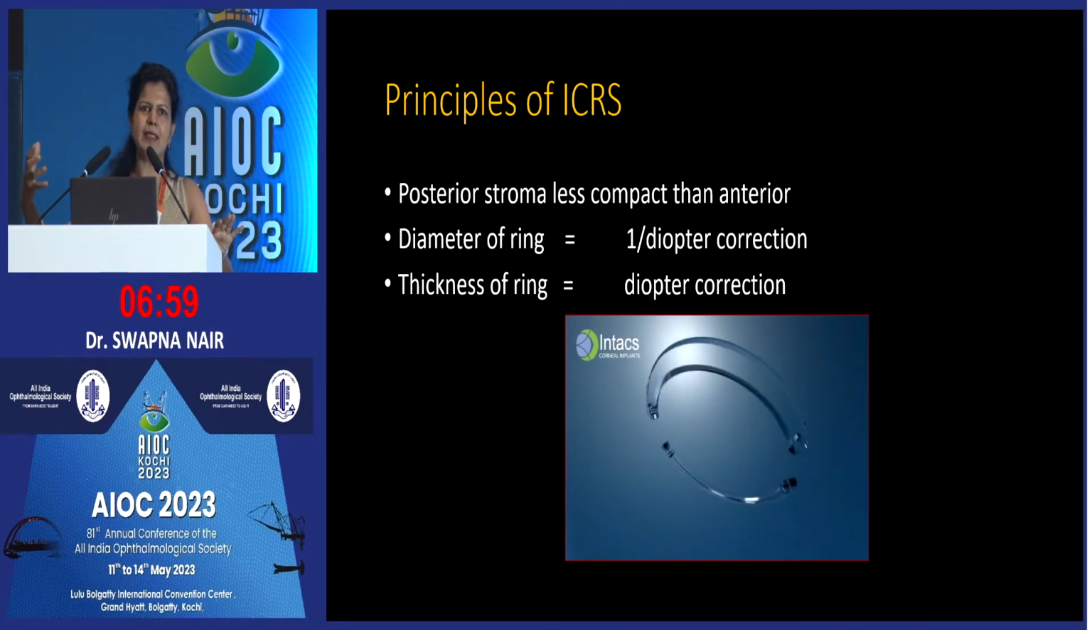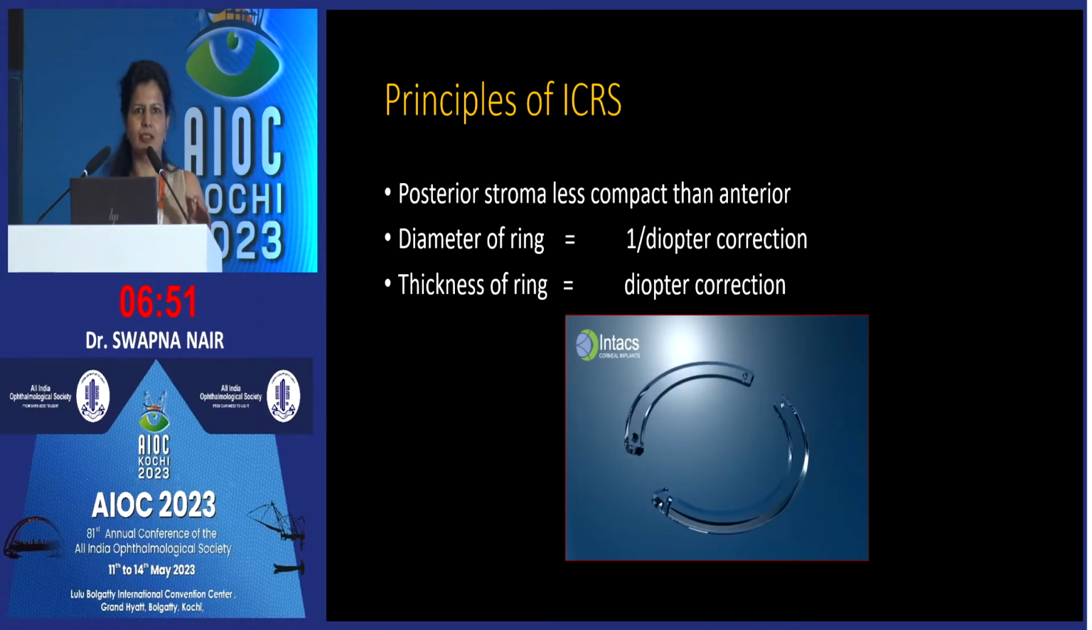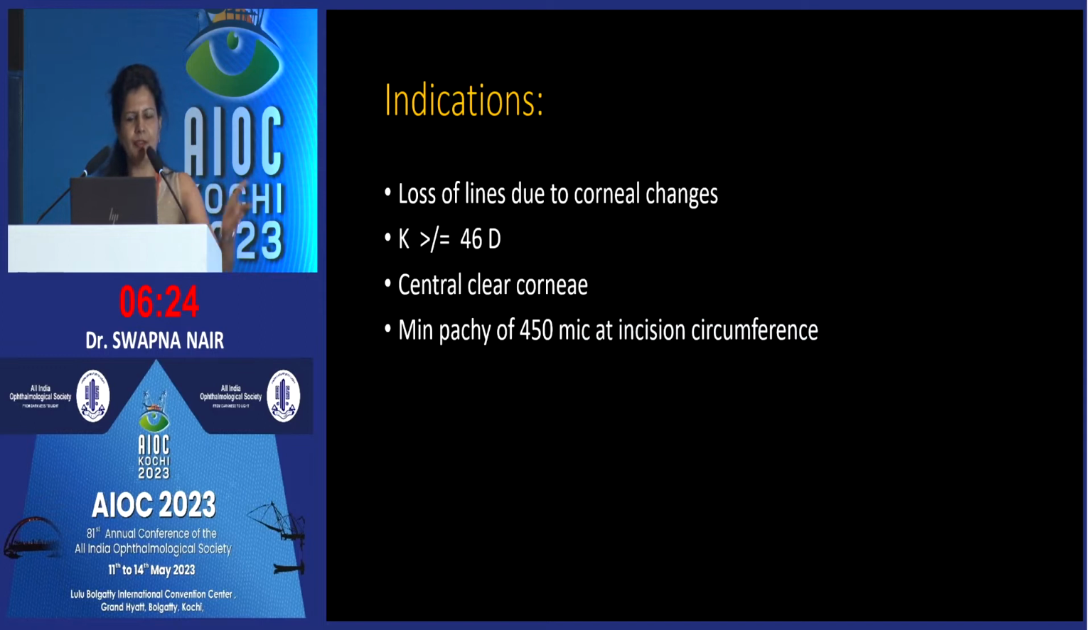ICRS is inserted in the posterior stroma, being less compact than the anterior. There are two factors here: the diameter of the ring and the thickness of the ring. The diameter of the ring means the circle from which that ring arc is made. The shorter the diameter, the higher the amount of myopia that is treated. Secondly, more dioptric correction is treated, provided you put a thicker ring. The rings I usually use are the Intacs, which vary in thickness from 0.21 millimeters to 450 microns. So depending on what amount of correction you need, you can increase the thickness or reduce the diameter.